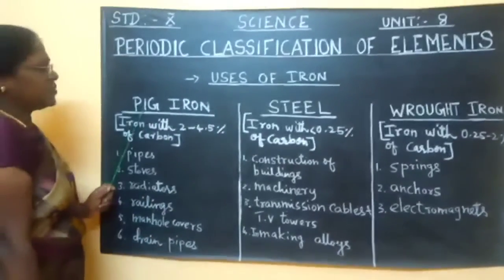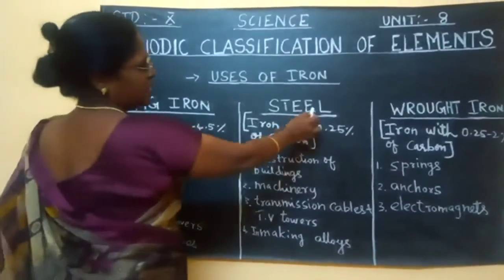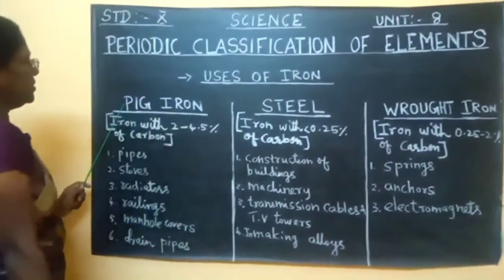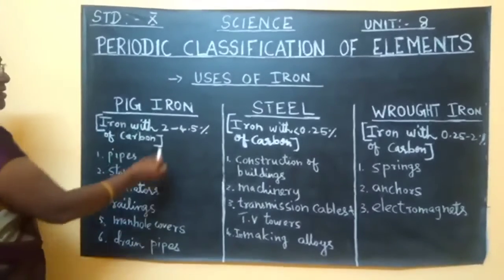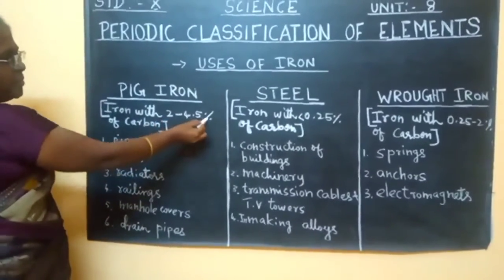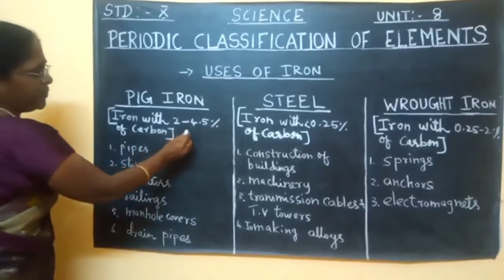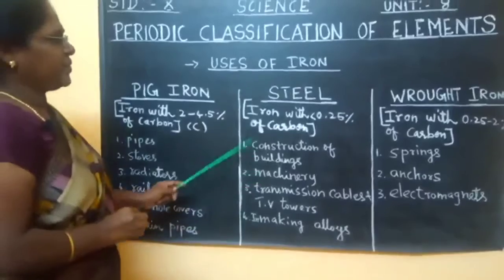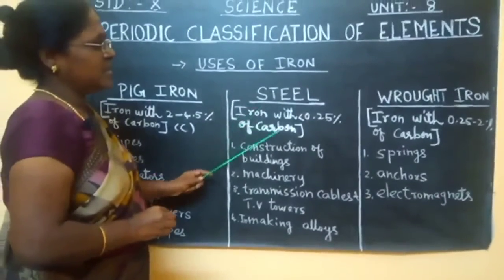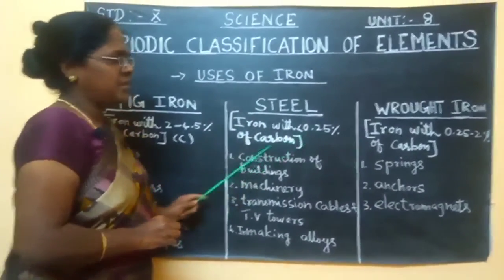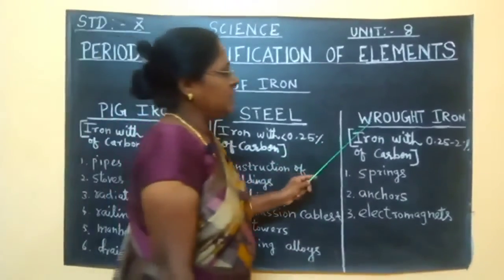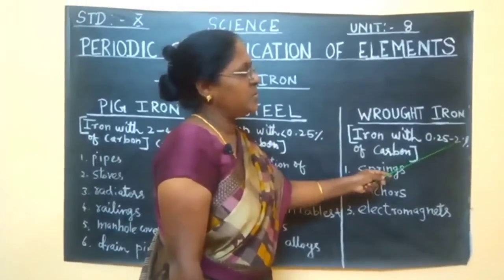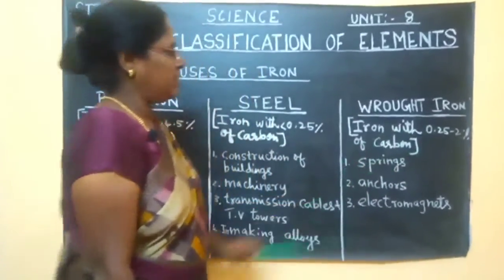So first one is pig iron, second one is steel, third one is wrought iron. So pig iron is having here 2 to 4.5% of carbon. Carbon symbol is C. It is a non-metal. Second, steel is having 0.25% of carbon. And third one is 0.25% to 2% of carbon.